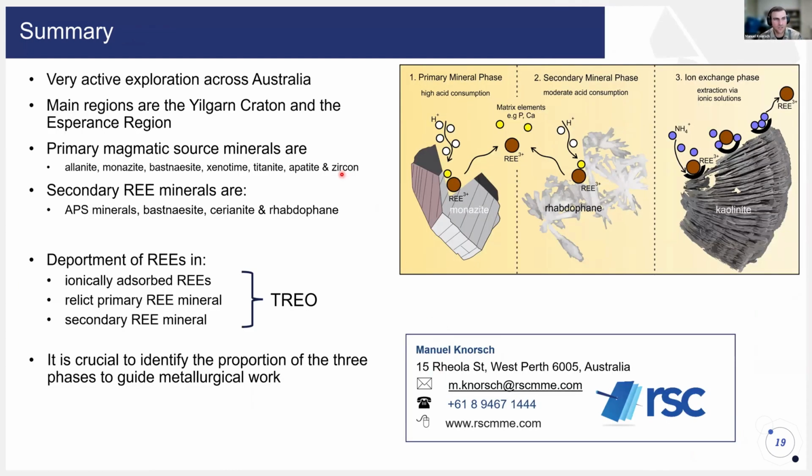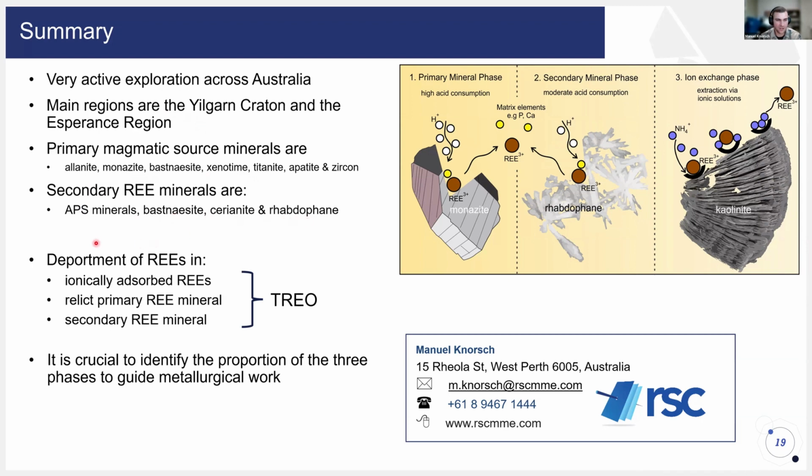So now to come to the summary slide here. Overall, we see very active exploration across Australia. Slowed down a bit over the last half year, certainly, but still we see more companies coming out with their projects. The main regions we see are the Yilgarn Craton and the Esperance region. It's listed here, all the primary magmatic source minerals and all the secondary rare earth minerals that we see quite often in those deposits, predominantly rhabdophane.